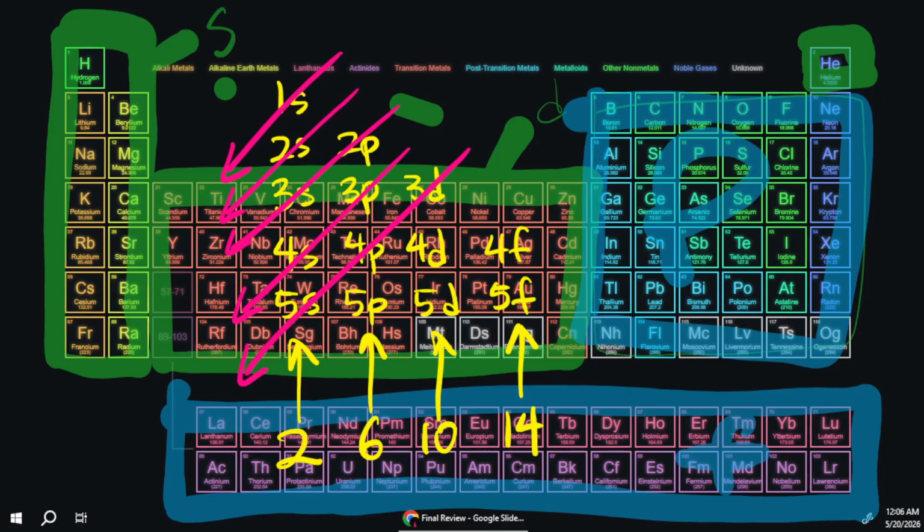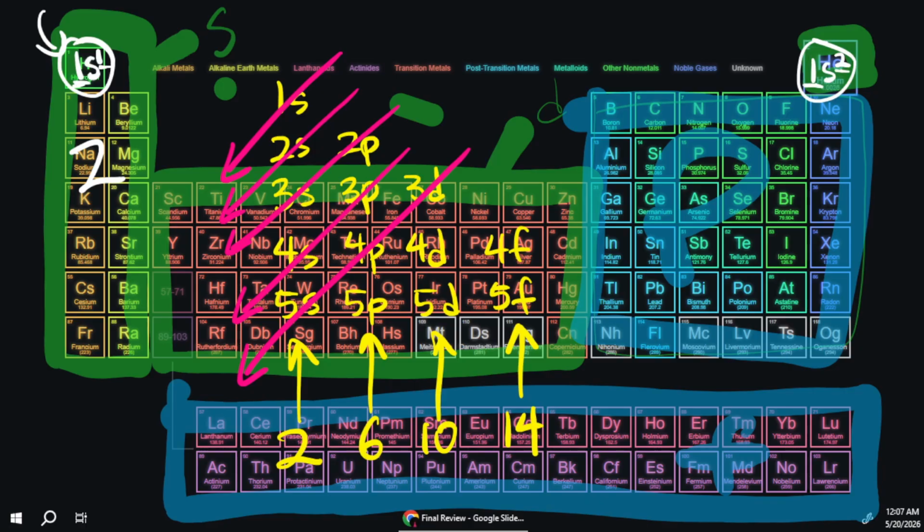Right here, we got 2. So hydrogen is 1s1. Helium is 1s2. The 1 tells you the energy level, and then the S tells you the orbital, which is not that important. We just need to know the numbers on it. So this is on the first energy level, 1 dot. First energy level, 2 dots.